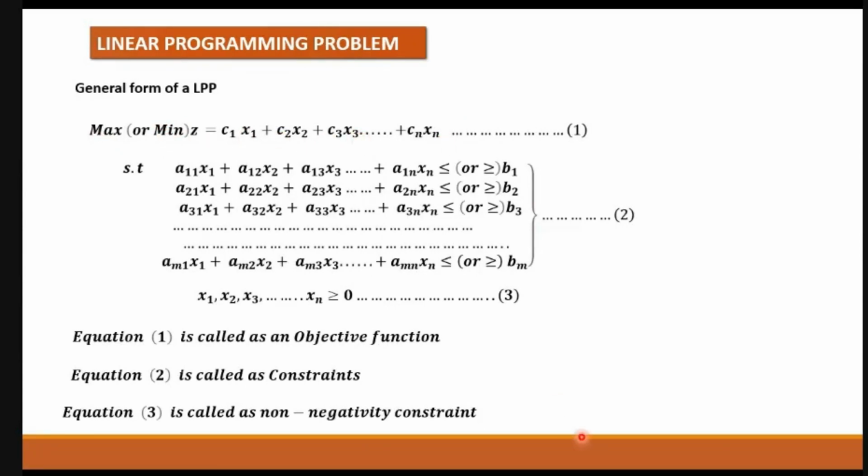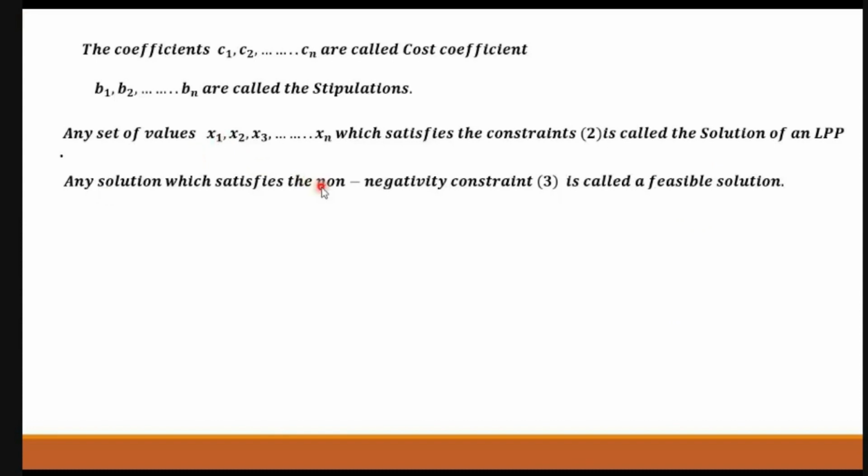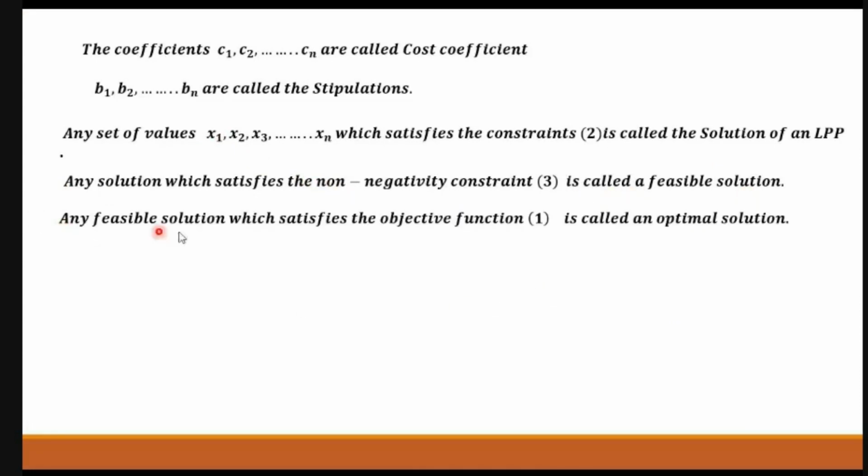Okay, so here in the next slide, C1, C2 are called as cost coefficients, B1, B2 are called as stipulations. Any set of values x1, x2, etc., xn which satisfies the constraints 2 is called as the solution. Any solution which satisfies equation 3 is called as a feasible solution, and any feasible solution which satisfies the objective function is called as an optimal solution.